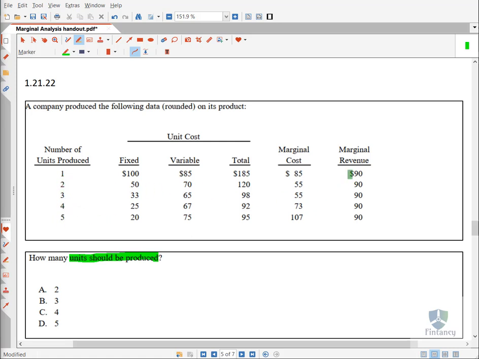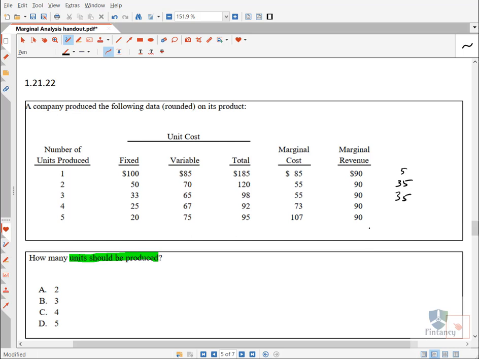Now you can compare this one by one, very simple. Just compare it. If you see here, I am getting I think 5 extra, right? How much am I getting in the 2 units? 90 minus 55, how much? 35, right? And how much am I getting in the next one? Again the same, 35.